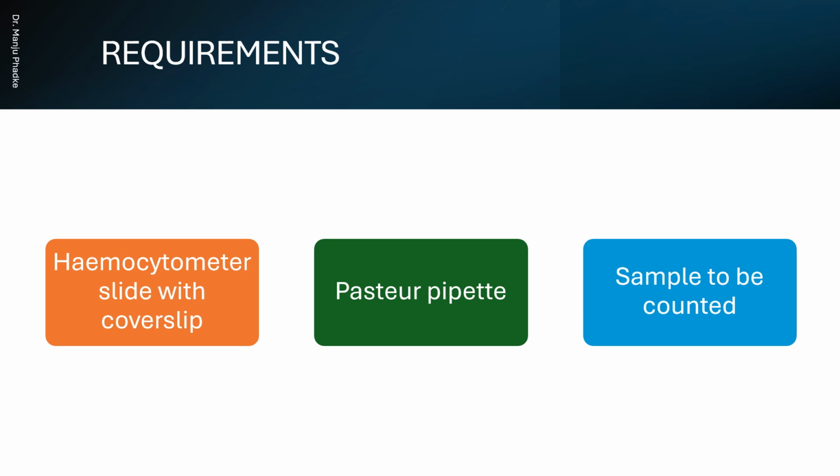Let us now look at the requirements for this particular experiment. You need a Neubauer chamber or a hemocytometer slide with a cover slip, a Pasteur pipette or a micropipette with sterile tips, and the sample that has to be counted. The sample may be appropriately diluted. However, at the time of the final calculations, the dilution factor should be taken into account.